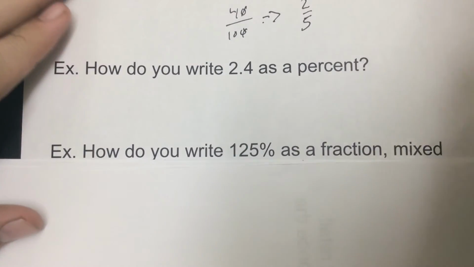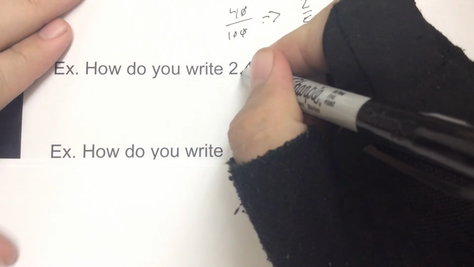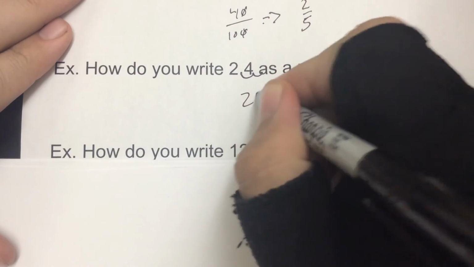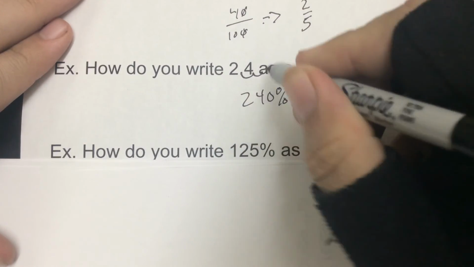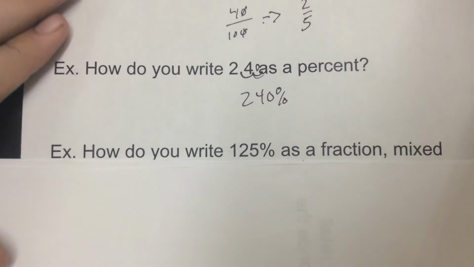2.4 as a percent. So percent from a decimal, we go 2 to the right. So once, twice would be 240%, because we go one more, so we have to add in a 0.